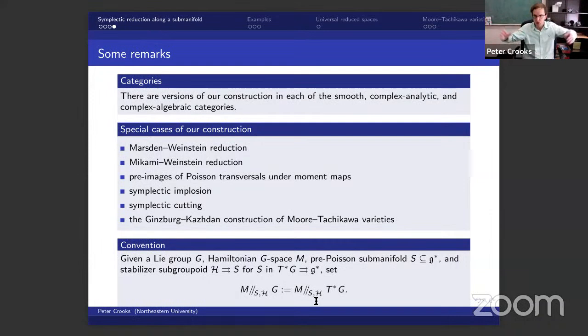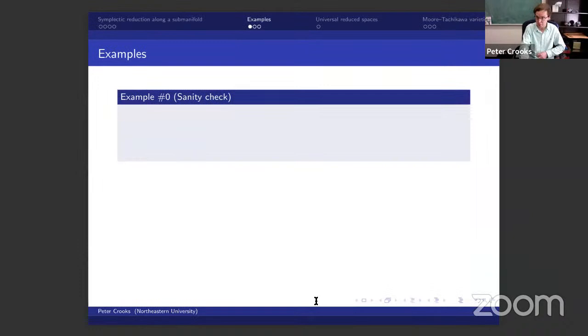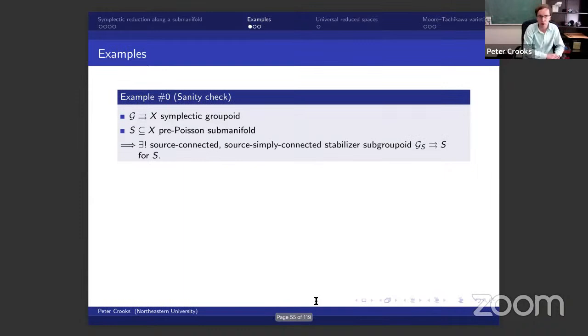All right. And so without further ado, let me move on to some examples of this construction. The first is, frankly, more of a sanity check than an example. Suppose that I have a symplectic groupoid G, and suppose inside of its base, I take a pre-Poisson submanifold. If I'm to do any kind of symplectic reduction by this groupoid along the submanifold, I need to know that I have at least one stabilizer subgroupoid for this pre-Poisson submanifold. The good news is, yes, in general, there will be several. But in particular, there's always going to be a unique one that is source connected and source simply connected. So at least on that level, this construction can proceed in a fairly high degree of generality. You don't have this existence of structure problem.